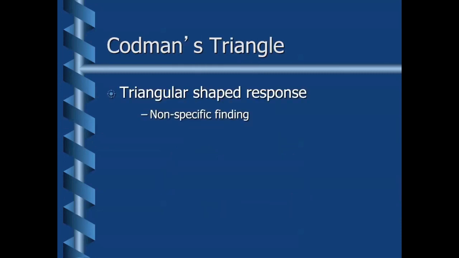Okay, the final one is Codman's triangle, and basically it's the same thing, but you get a triangular shaped response. This really is a non-specific finding. We can't isolate this to one particular condition, for example, one particular tumour. But podiatrists deal a lot with diabetic foot ulcers and diabetic foot infection. If you get infection of the bone, then reasonably frequently you will see a Codman's triangle occurring as the infection starts to affect the bone.